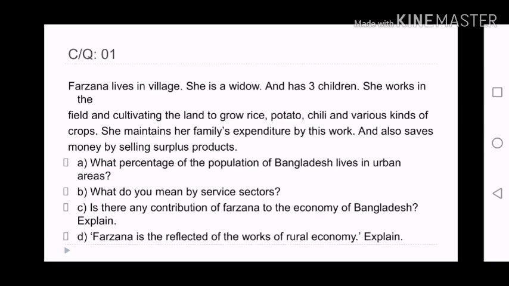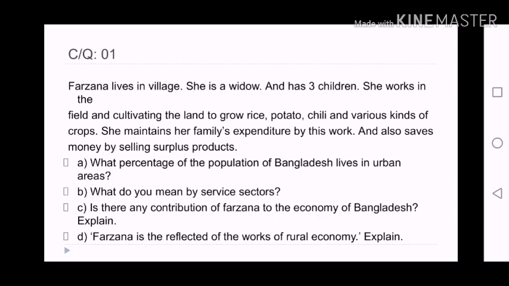So let's read out the stem first, and we have to understand what the stem is demanding. If you understand the stem very clearly, you can easily find what the question is asking you for. Let's read the stem. Farzana lives in a village. She is a widow and has 3 children. She works in the field, cultivating the land to grow rice, potato, chili, and various kinds of crops. She maintains her family expenditure by the work and also saves money by selling surplus products.